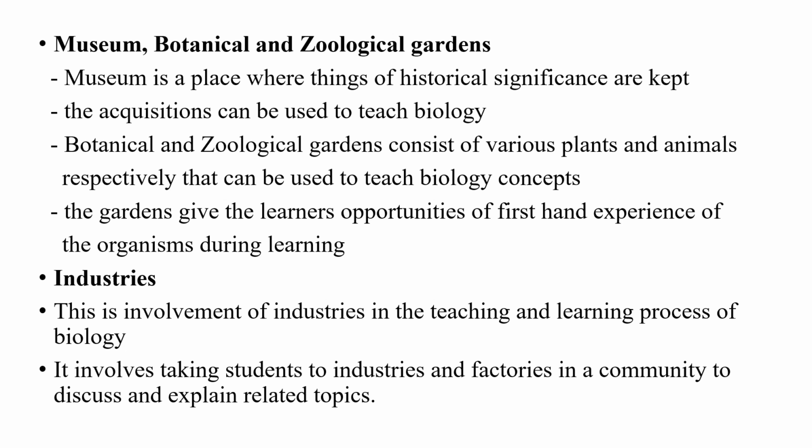A botanical garden is a place where you grow and keep plants. And a zoological garden is also a place where you keep animals of various, different kinds. So it is possible to take your students to either a botanical or zoological garden, so that the students will have the opportunity of first-hand experience of the organisms during learning.